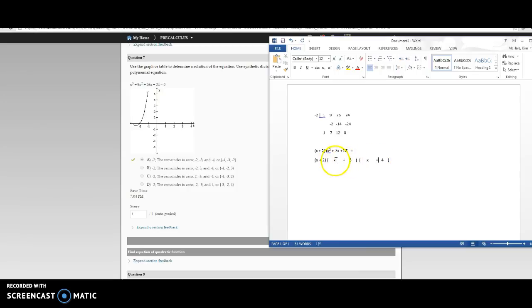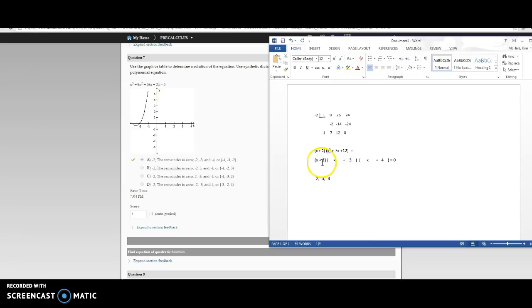And so I can check that by FOIL. x times x is x squared, x times 4 is 4x, 3 times x is 3x. That gives me 4x plus 3x to get my 7x, and then 3 times 4 is 12, and this equals 0. Now it's factored, I can set each of these equal to 0 and solve, and I'm going to get -2, -3, and -4 as my solutions.